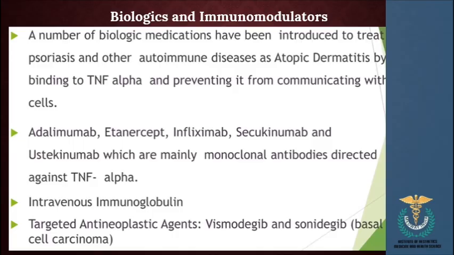Next in this category are immunomodulators, which by definition are medications that modify the immune response. Immunomodulators target specific molecules involved in inflammation and immune responses. Examples are cyclosporin, an immunosuppressant that inhibits calcineurin, azathioprine, which inhibits purine synthesis, and methotrexate, which inhibits dihydrofolate reductase.